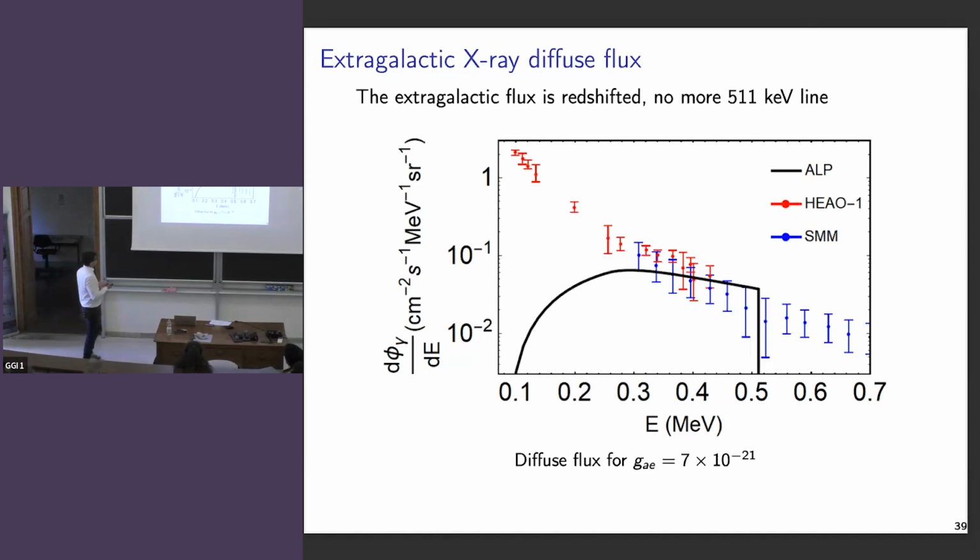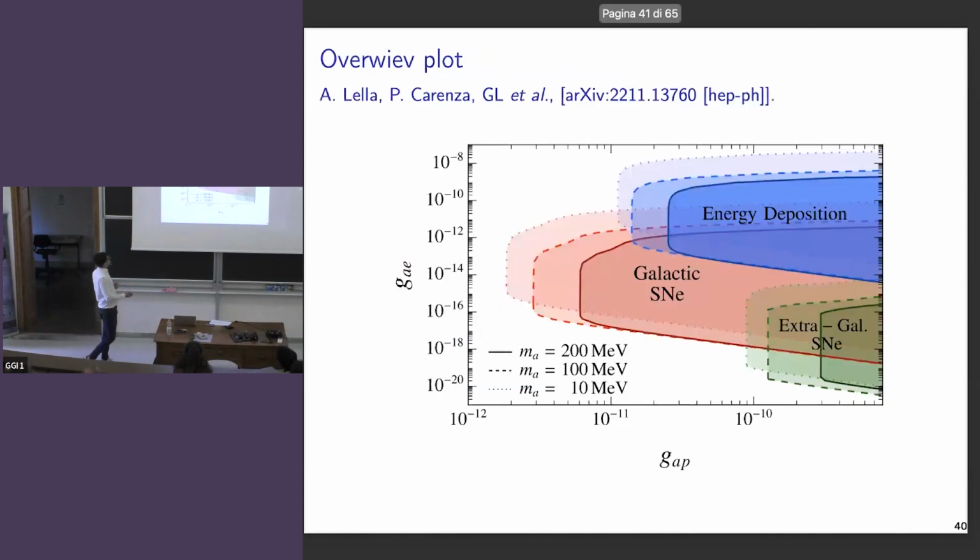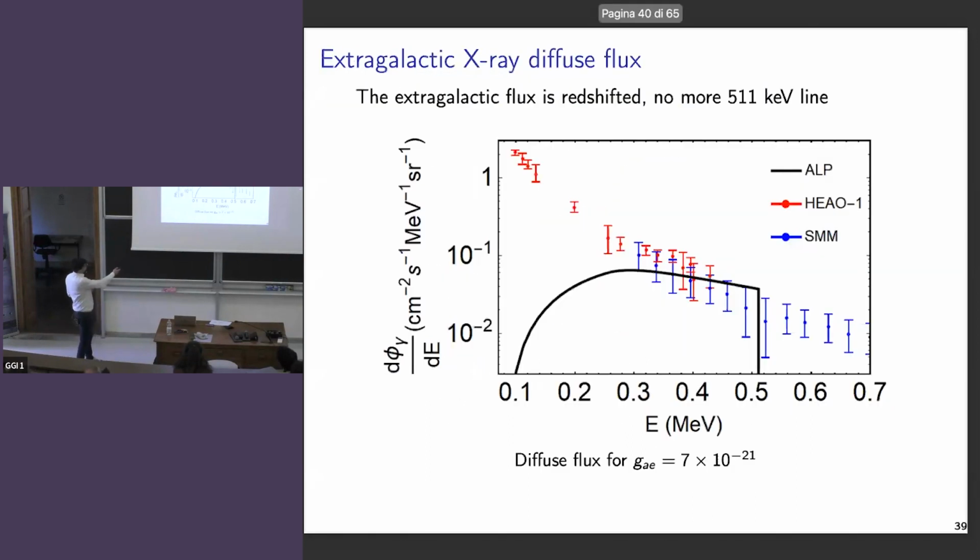And also in this case, here you can see the experimental data and the ALP-induced flux. Here too we can constrain the ALP parameter space by requiring that the ALP-induced signal must not be larger than the experimental data. And the most constraining limits are obtained through SMM.